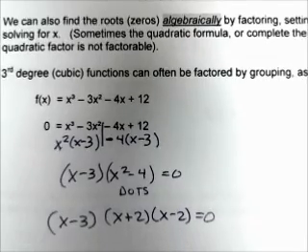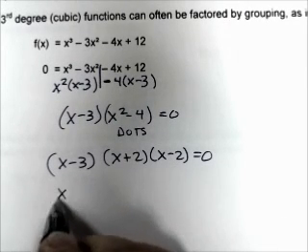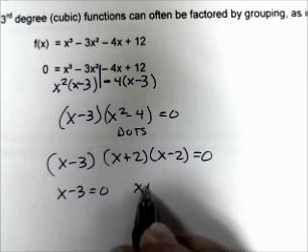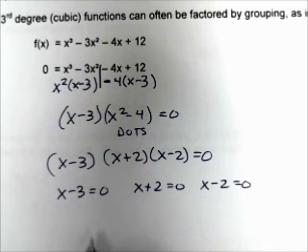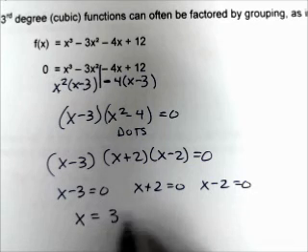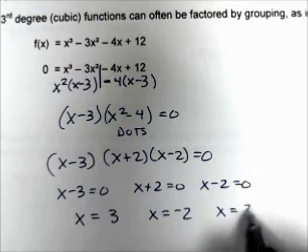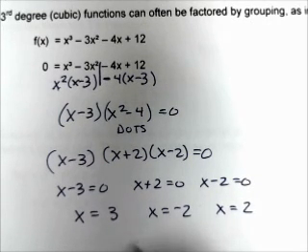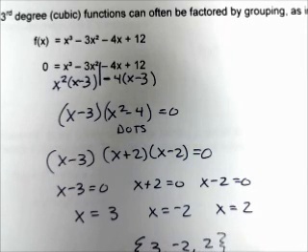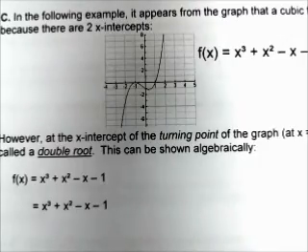equals 0. Now set each factor equal to 0 and solve individually. So x equals 3, subtracting 2, x equals -2, adding 2, x equals 2. So there we have our 3 solutions, our 3 values for x: 3, -2, and 2. Next example.